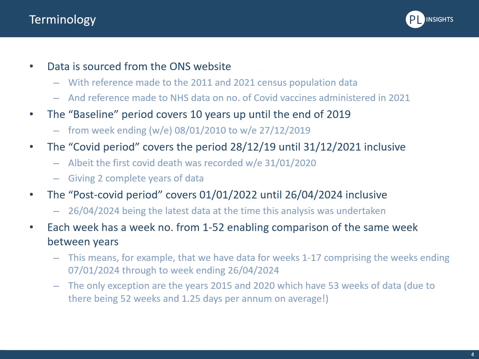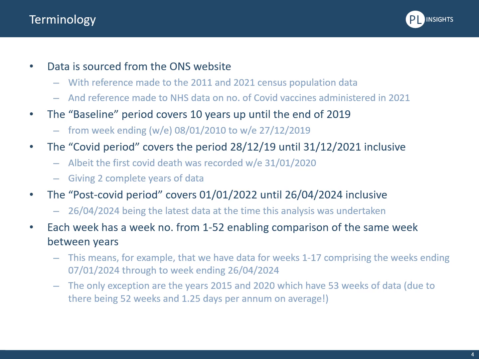Before we get started, a bit of terminology. First of all, the data comes from the ONS website, and I do make an occasional reference to 2011 and 2021 census population data, and I've also made a reference to NHS data on the number of COVID vaccines administered in 2021. That happens to be relevant on a couple of slides.